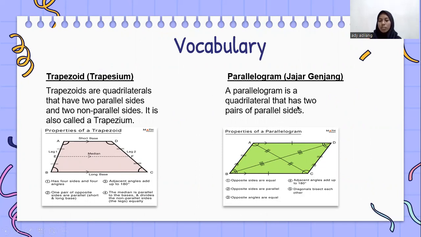Next, parallelogram, or we call it jajar genjang in Indonesian language. A parallelogram is a quadrilateral that has two pairs of parallel sides. The same picture below shows the property of a parallelogram and the shape of it.